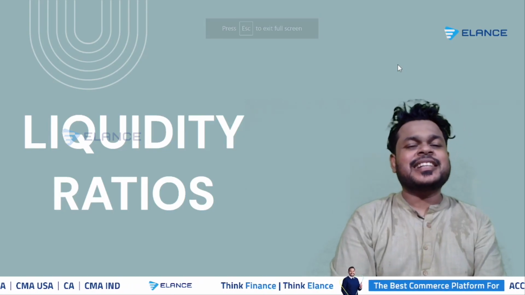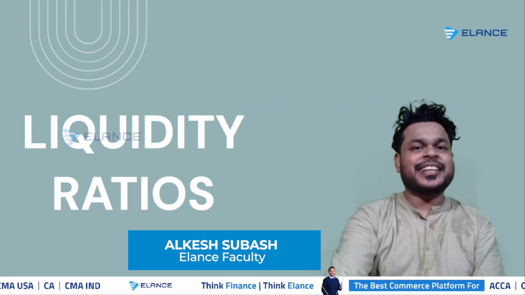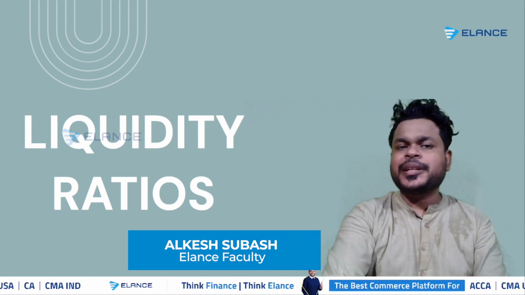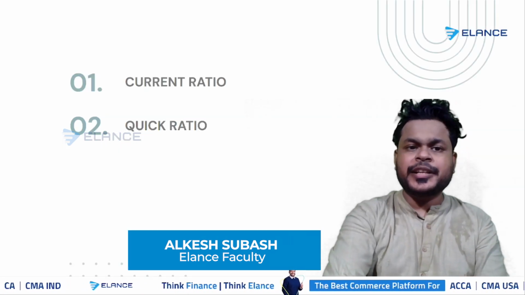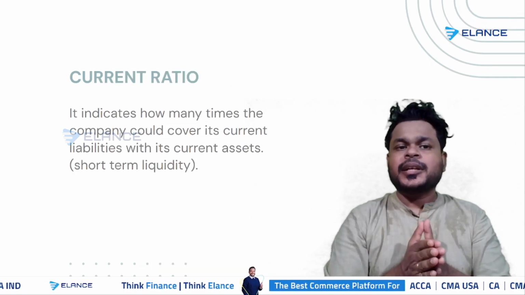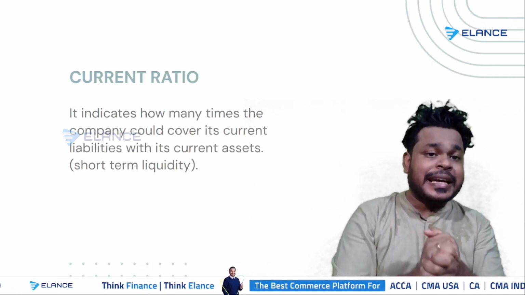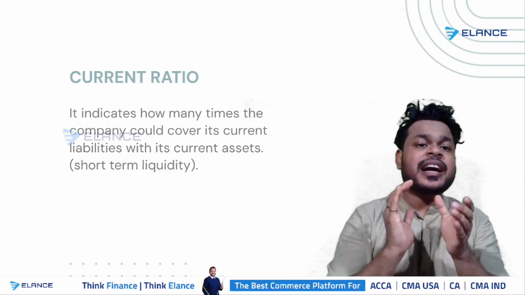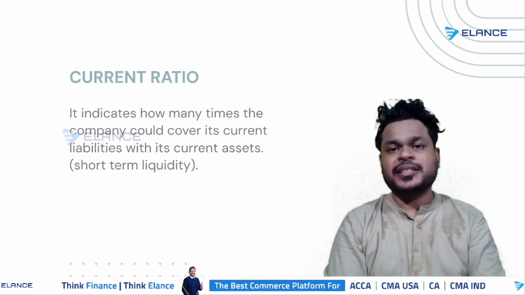Hi students, so let us study about liquidity ratios. There are two types of liquidity ratios. The first one is current ratio and the second one is quick ratio. Talking about current ratio, it indicates how many times the company could cover its current liabilities with its current assets.